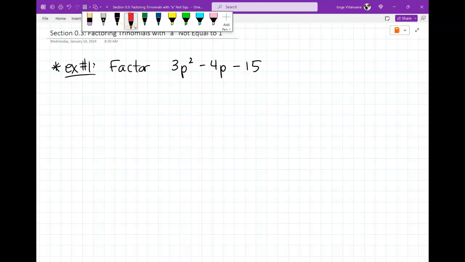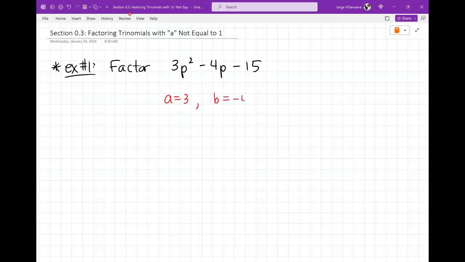But notice in our case here, a is 3, right? Not 1. B is negative 4, and C is negative 15. Again, you don't have to write that out. I'm just a visual learner personally. I need to see stuff in order for it to make more sense to me. So this helps me. If it doesn't help you, you don't have to do it.